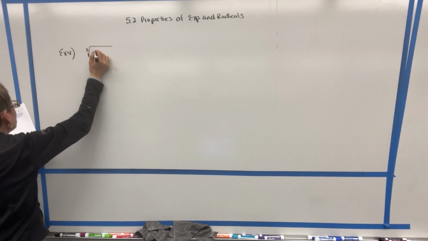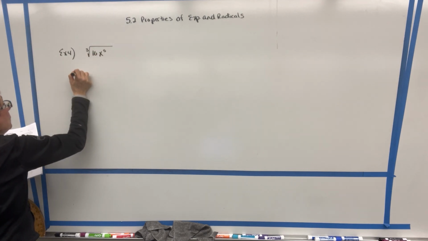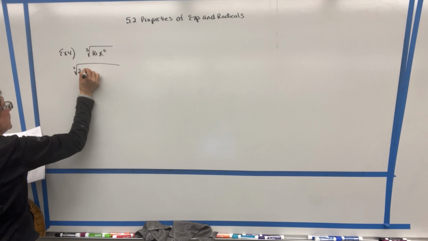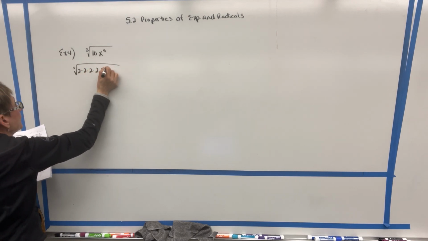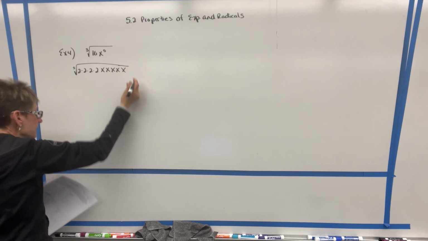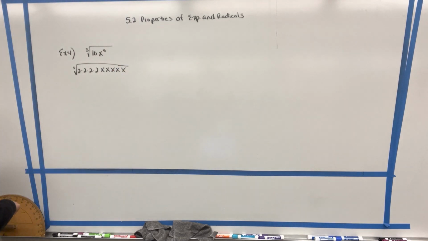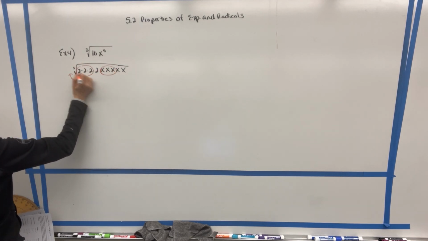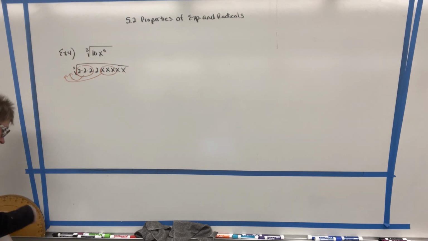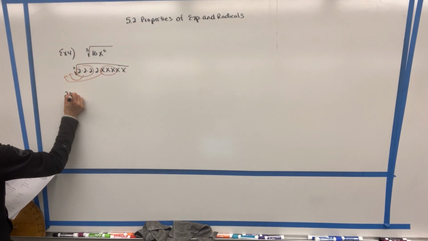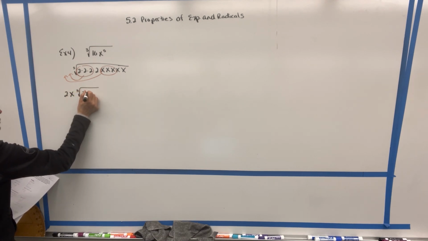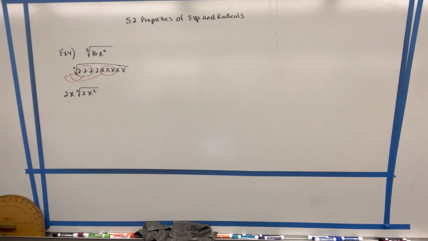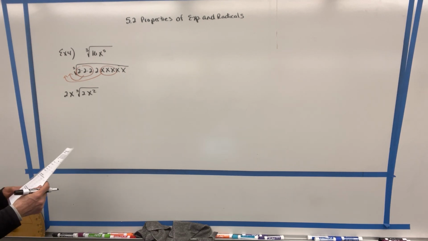If I want to take the cubed root of 16x to the 5th, what I recommend you do is write out 16 as four 2's, and then write out the x to the 5th as five x's. And then notice that because it's a cubed root, I'm looking for groups of 3. So these two terms can come out. And I'm going to have 2x times the cube root of 2x squared. So this is a similar process to what we talked about in our last lesson. The difference is just that we have some things left in the radical.